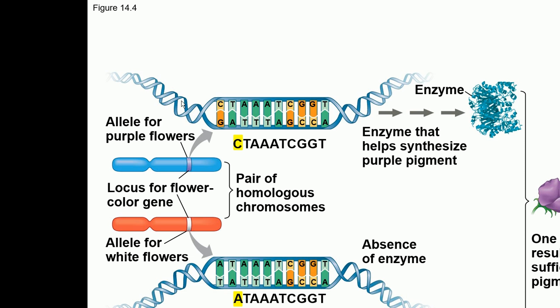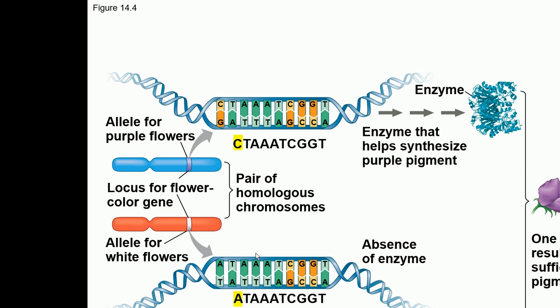So this sequence codes for an enzyme. In this sequence, a protein is formed which helps in the synthesis of the purple pigment. But because in this one there is A instead of C, there is absence of the enzyme that can help in the synthesis of the pigment. So that is why these plants have white flowers.